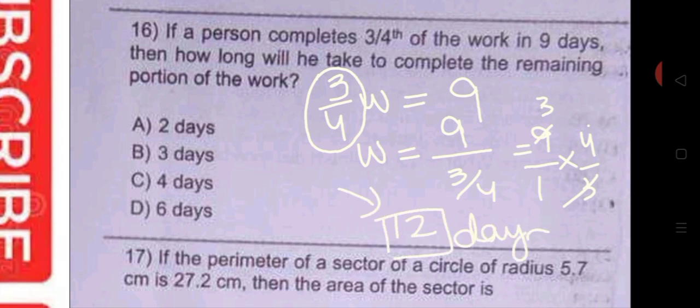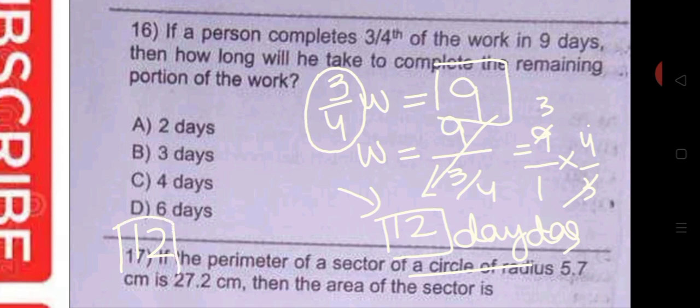It will take 12 days to complete the whole work, and since the person has completed 9 days of work, the remaining work will be completed in 12 minus 9, that is equal to 3 days. I guess the correct option is this, 3 days.